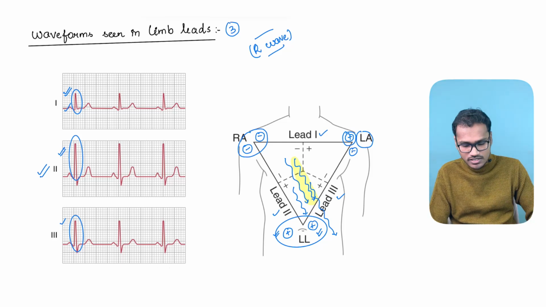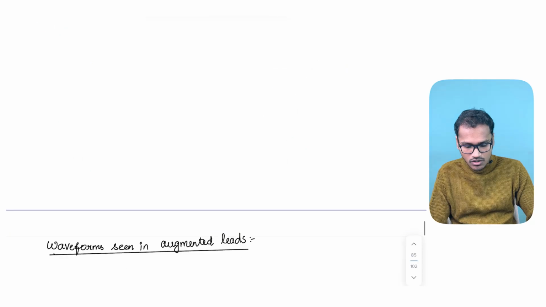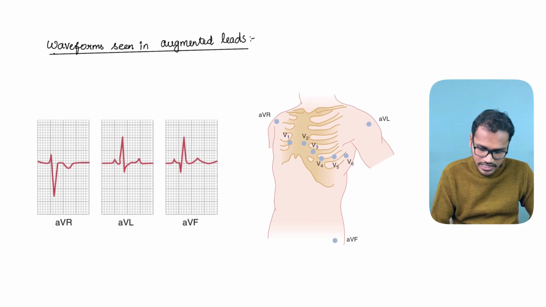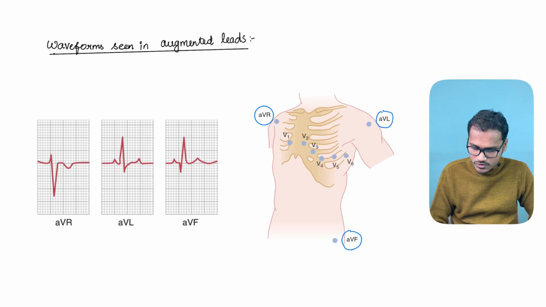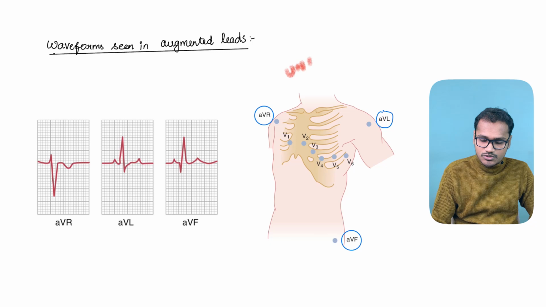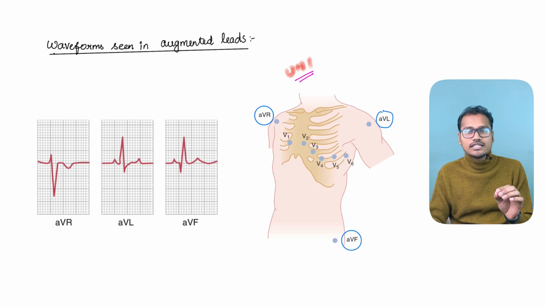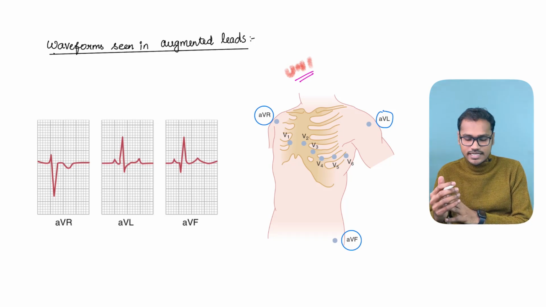Now let's try to understand how the waves appear in the augmented leads. We have three augmented leads: AVR, which is on the right arm, AVL, which is on the left arm, and AVF, which is on the foot. I already told you these are unipolar leads. Unipolar leads have one exploring electrode and the other is a zero amplitude, neutral electrode, which is connected to a high resistance.